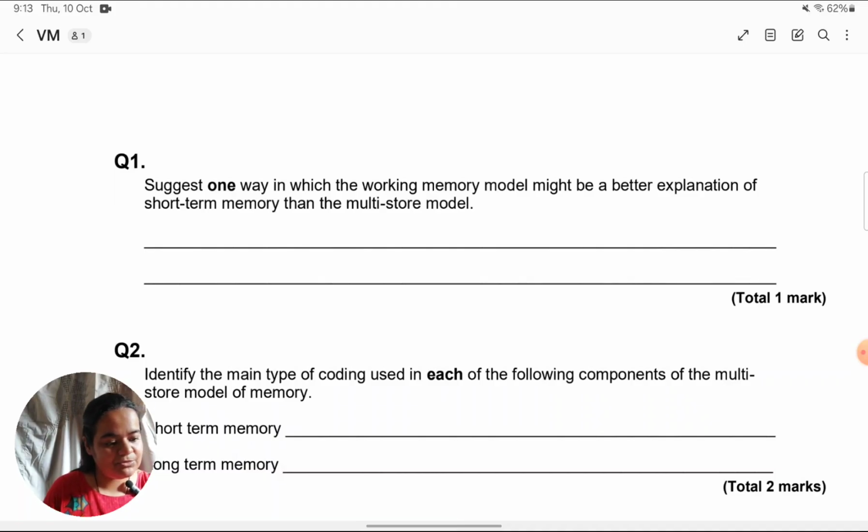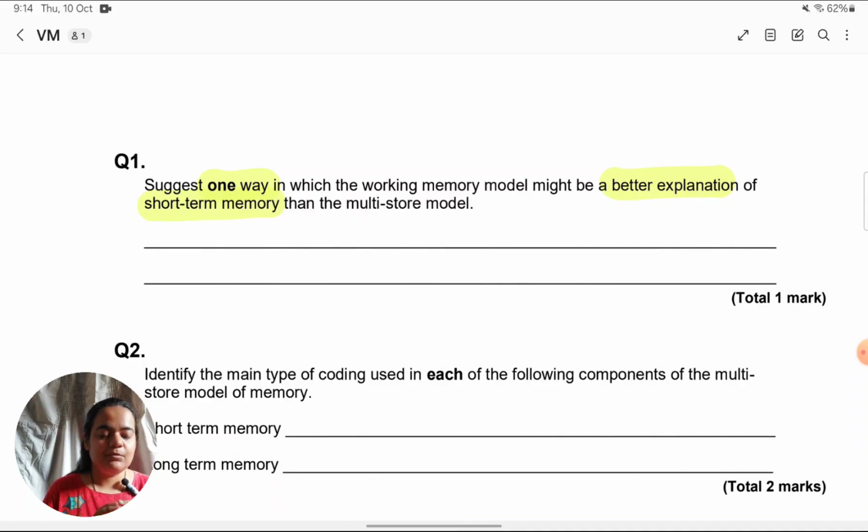Let's look at the first question on the screen. The question is a very simple one for 1 mark. Suggest one way in which the working memory model might be a better explanation of short term memory than the multi-store model.